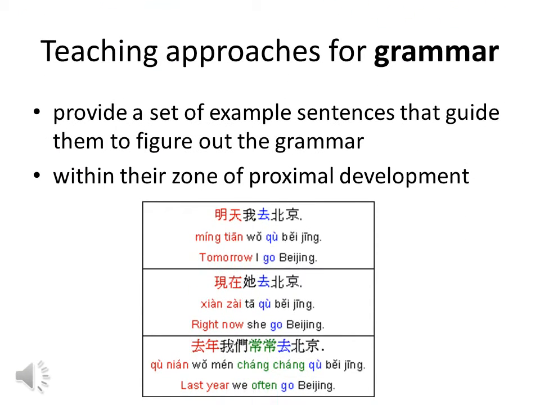Here are my approaches to specific elements when teaching a second language. For grammar, I provide students with a set of example sentences that guide them to figure out the rule that they are learning. Again, I'll ensure that the grammatical rule that students are expected to find out will be within the zone of proximal development.